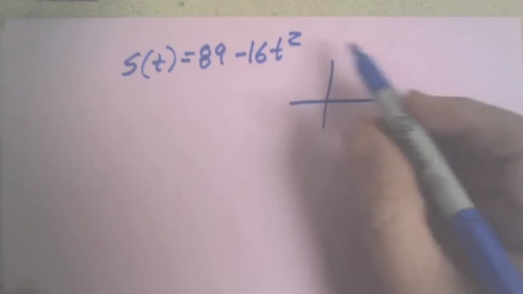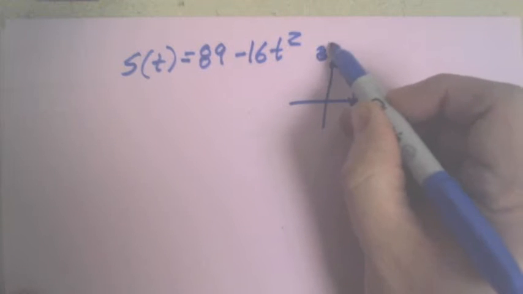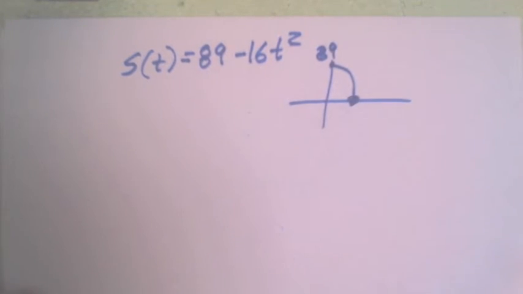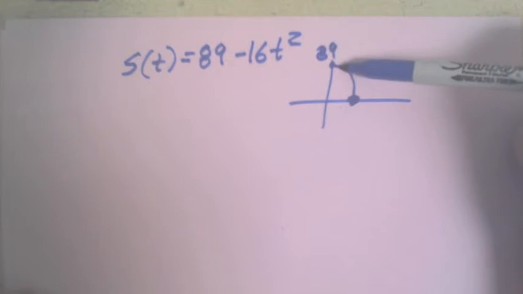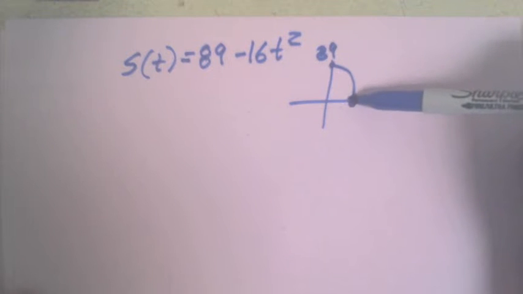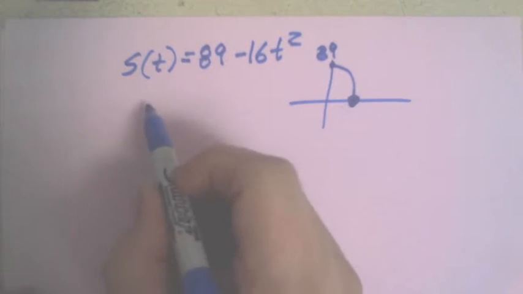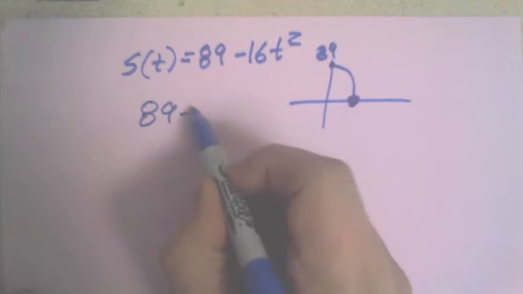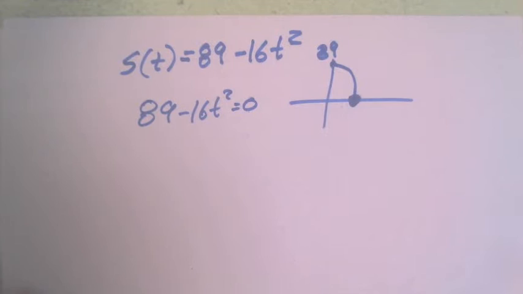Now again, this is a downward facing quadratic starting at 89 feet. But this time, instead of finding its max height, which is our vertex here at 89 since it was dropped, we want to know where it hits the ground. So we actually want to know its x-intercept. So we want to find out where this thing equals 0. So we're going to take that 89 minus 16t squared and set it equal to 0.